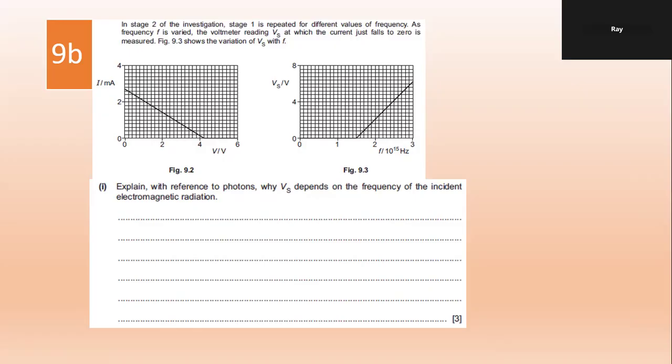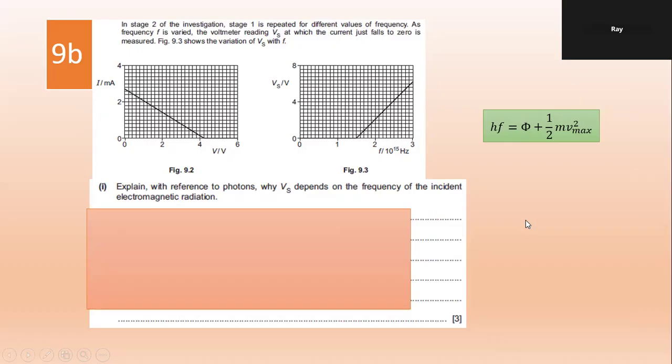Basically, Vs measures your maximum kinetic energy of the emitted electron. That's why Vs depends on your frequency. Greater frequency, greater energy of the electromagnetic radiation. Right? That's your answer equation. Greater frequency, greater energy. So the work function is constant for a particular metal. Kinetic energy will increase with frequency. That's why we get this equation, this graph. Right? This one is measured by Vs.